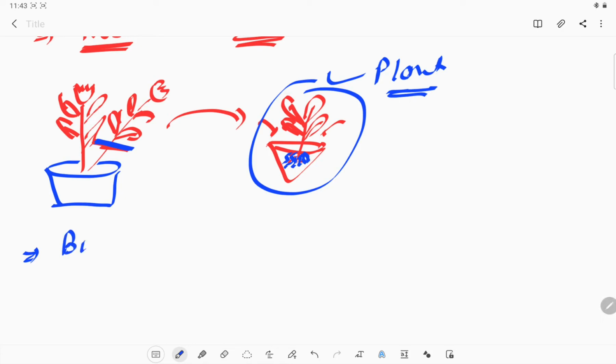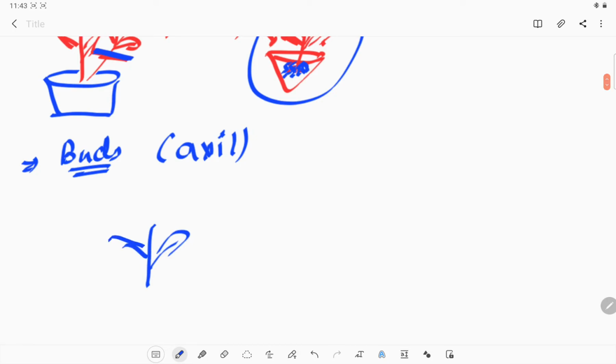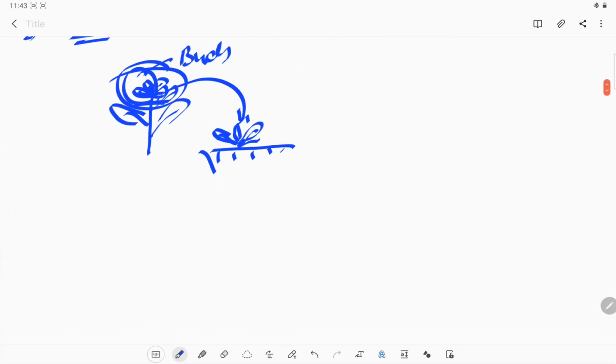Okay, next is the buds, mainly from the axil buds. What is the axil? This is a plant. You must have seen, on the top of the plant, on the axil portion, there are small leaves, a bunch of small leaves. What are they? These are the bud portion. If you cut that bud portion and then grow it in the soil, it has the ability to grow into another plant. So this is also a type of asexual reproduction, or we can say vegetative, because we are using the bud portion, which is the vegetative part of a plant.